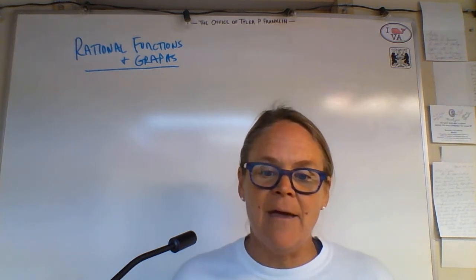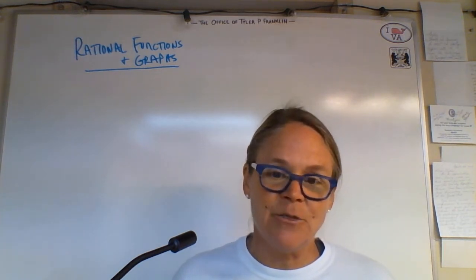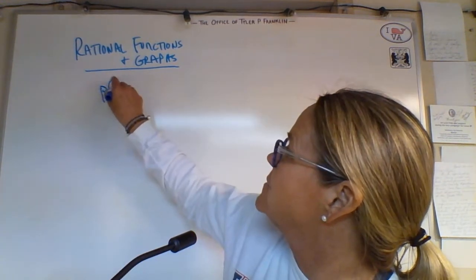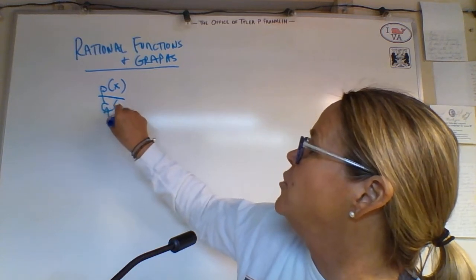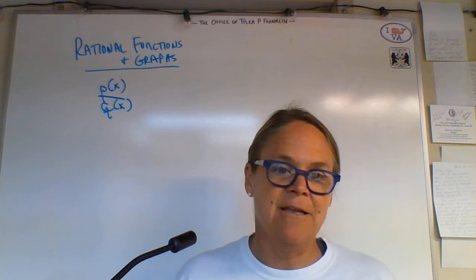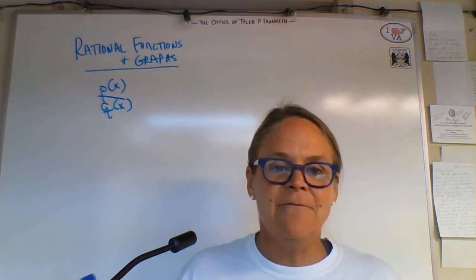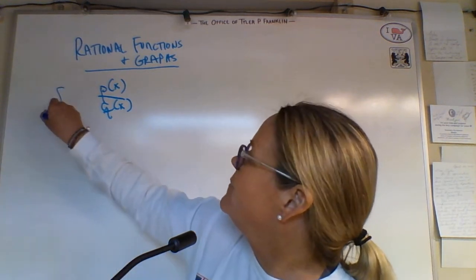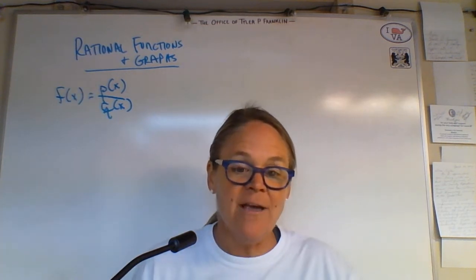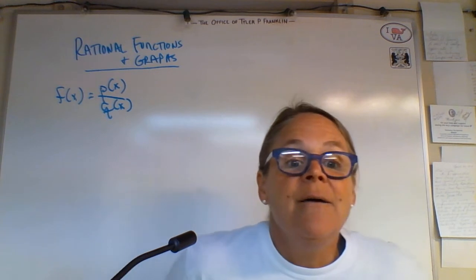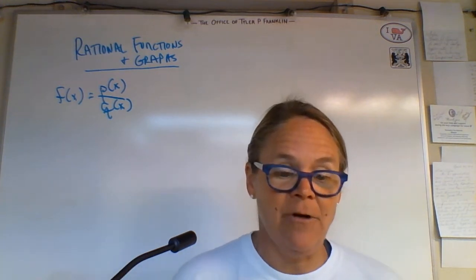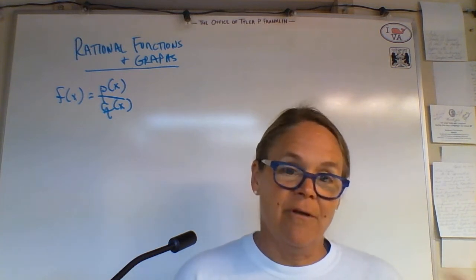So we know that a rational expression is P of x over Q of x. And you know Q can't be 0 because you can't divide by 0. Well, we make it a function by saying f of x equals that. So if we have f of x equals P of x over Q of x, Q of x cannot be equal to 0, we can talk about the graphs.